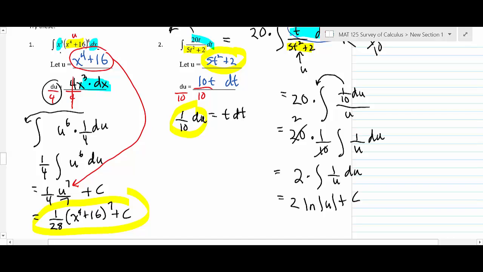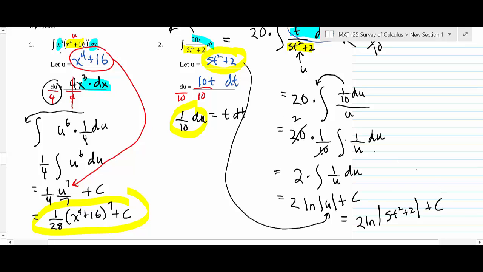Then you just plug the u back in. So u is the 5t squared plus 2. So the final answer is going to be 2 ln of the absolute value of 5t squared plus 2, plus c. That is your final answer.